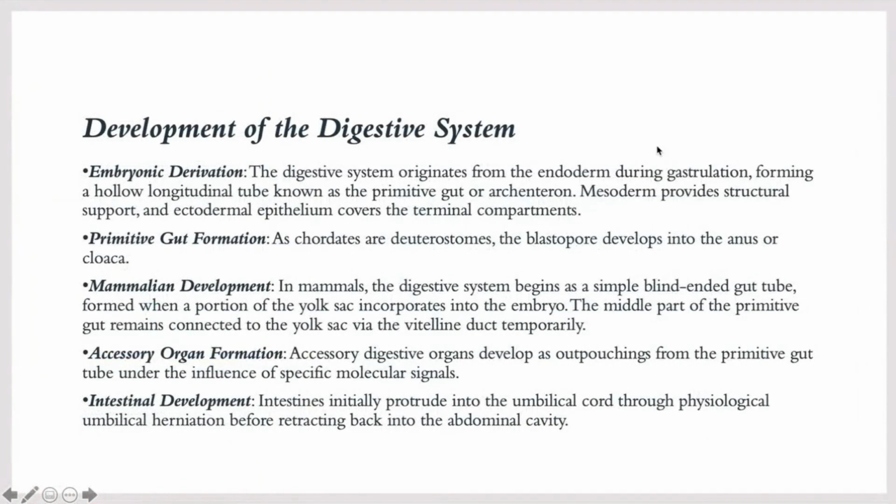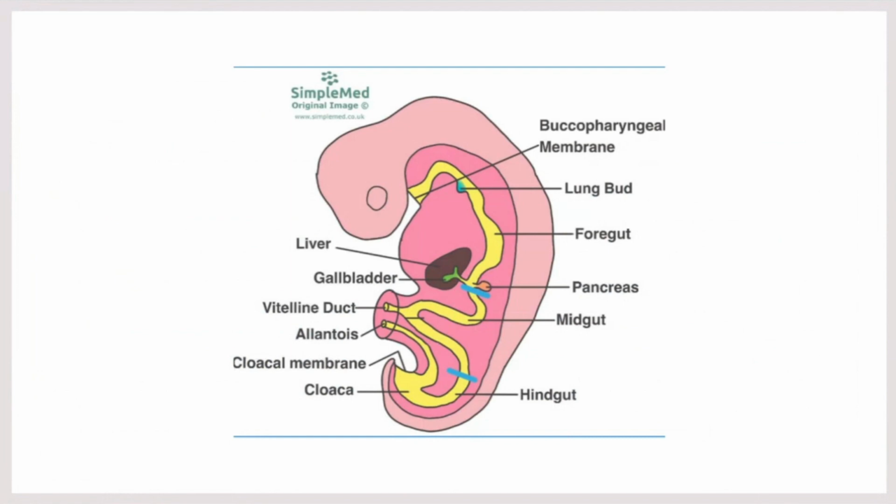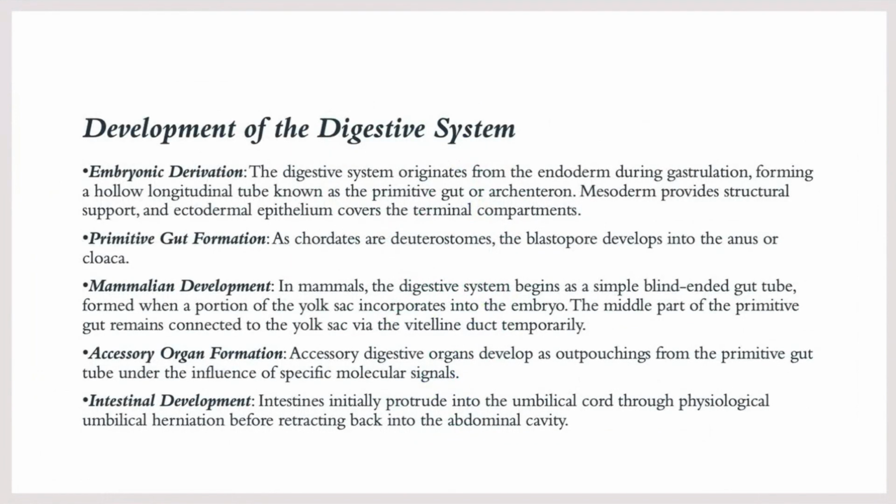So in mammals, the digestive system starts as a blind-ended gut tube. We basically form a tube when a portion of the yolk sac incorporates into the embryo. So the yolk sac, what is the purpose of the yolk sac in the embryo?